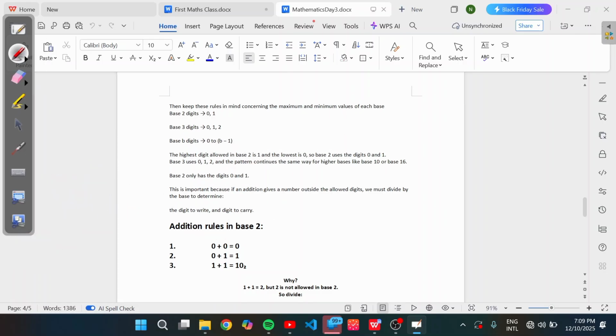Now, the addition rules in base 2. The first one is 0 plus 0 is 0. 0 plus 1 is 1. 1 plus 1 is 1 0 base 2. You don't say 10, but 1 0 base 2. And you're like, that's odd. 1 plus 1 is 2. But according to these rules, base 2 cannot have 2. So what are we going to do? Very simple. 1 plus 1 is equal to 2, but 2 is not allowed in base 2, like I said, it's not one of the rules.